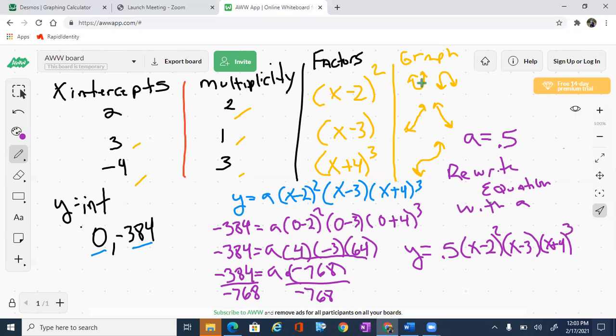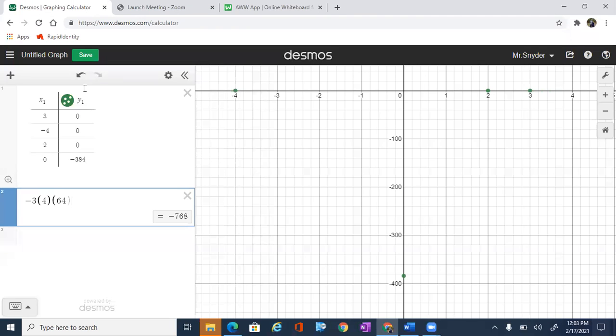All right, so now that I've got that, I'm going to go over here and type that in. One thing that I did was I went ahead and added a table in, and I put my points of the x-intercepts, and I put a point for the y-intercept. You can see that in the table, and I want to make sure that my graph goes all the way through those. So I'm going to type in my function.